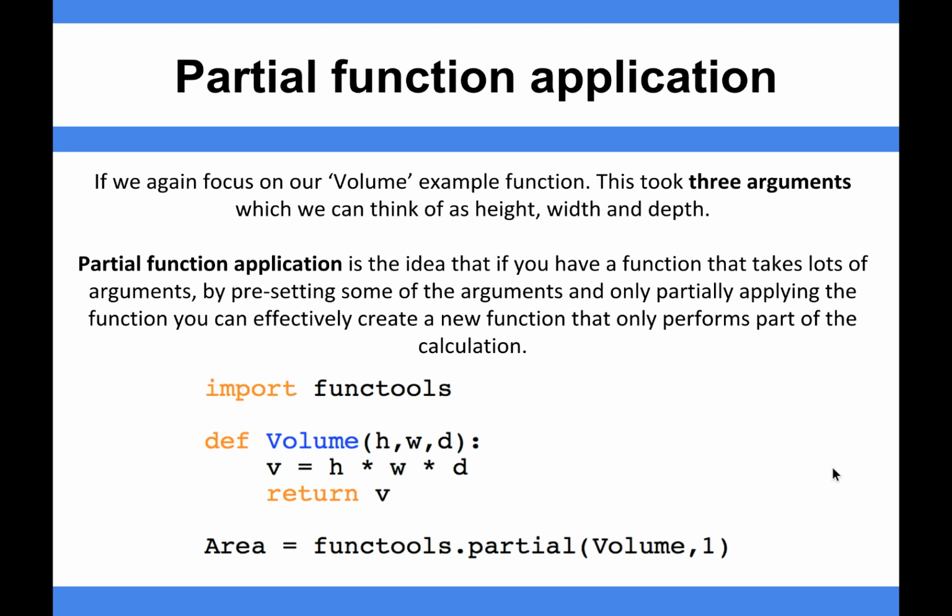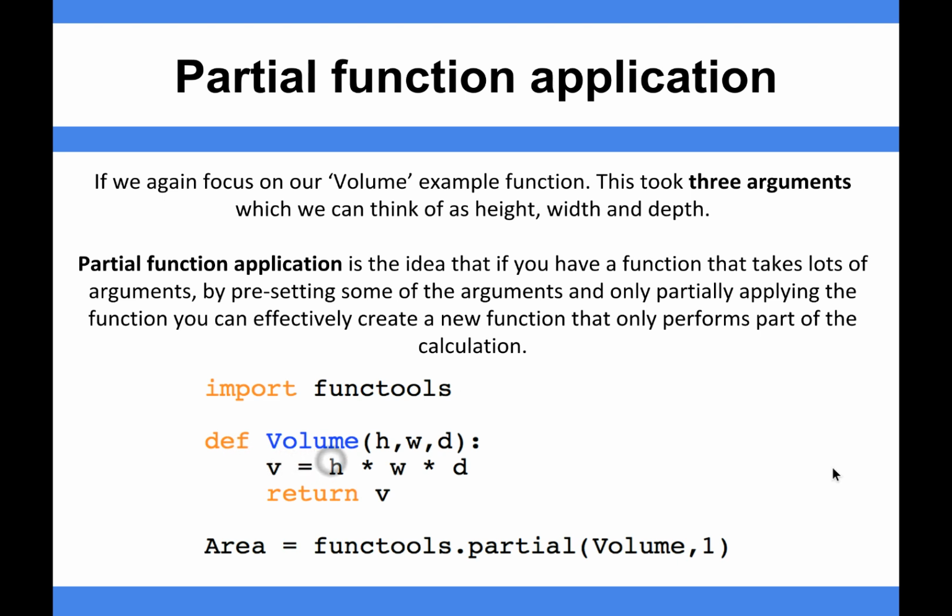Partial function application is the idea that if you have a function that takes lots of arguments, by presetting some of those arguments and only partially applying the function, you can effectively create a whole new function which performs something else using only part of another function's calculation. So again, if we imported functools, it allows you to do this, but there are other ways as well.